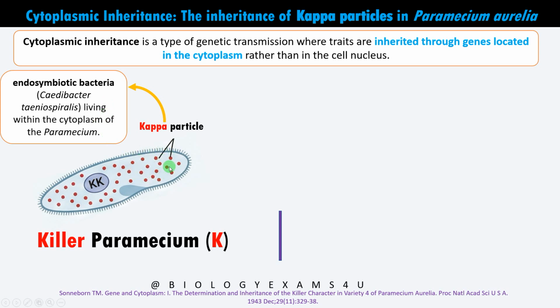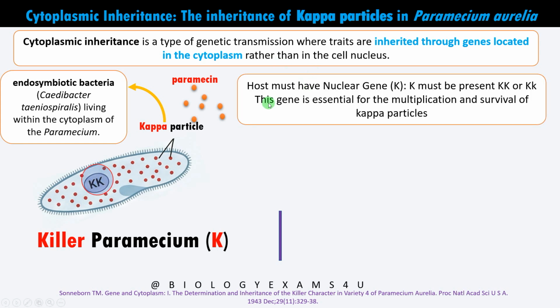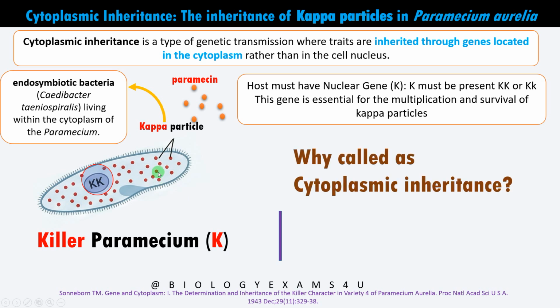So this bacteria has genes that secrete toxin called paramecin that is toxic to sensitive paramecium. Then the host must have nuclear K gene. The K gene must be essential for making this paramecium killer. Kappa particle alone cannot make this paramecium killer, as this K gene is essential for the multiplication and survival of Kappa particle. Now, why is it called as cytoplasmic inheritance?